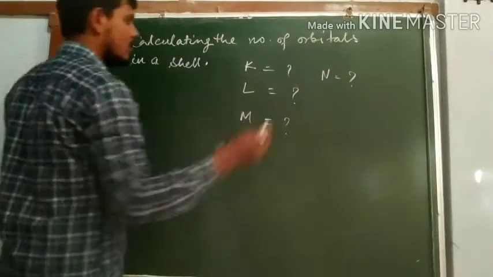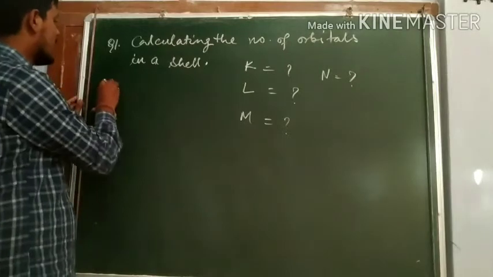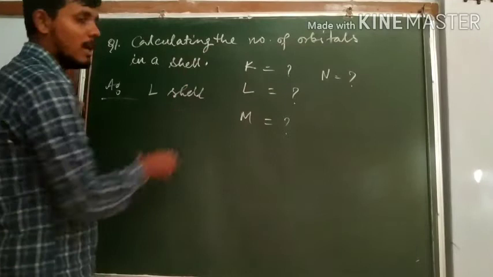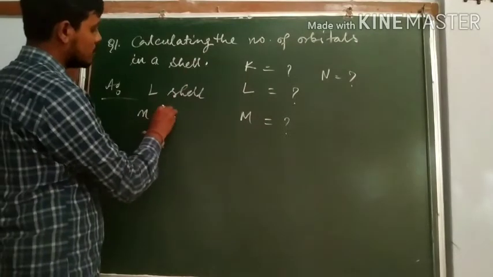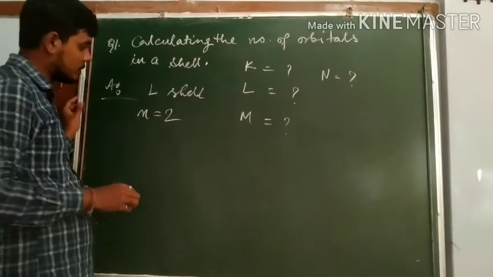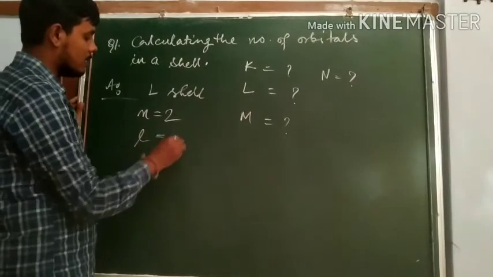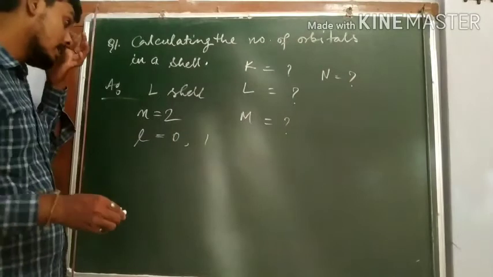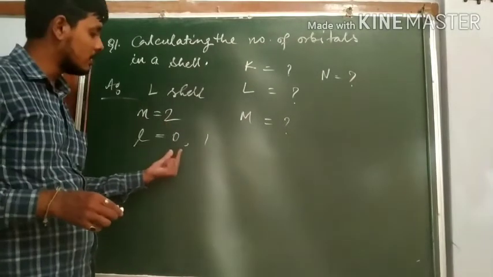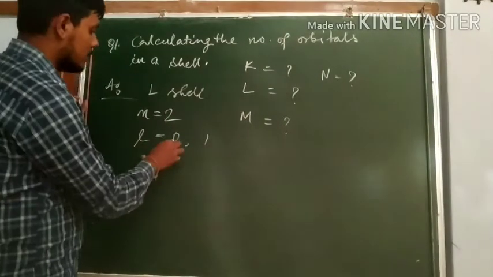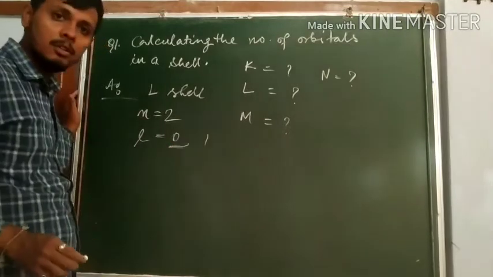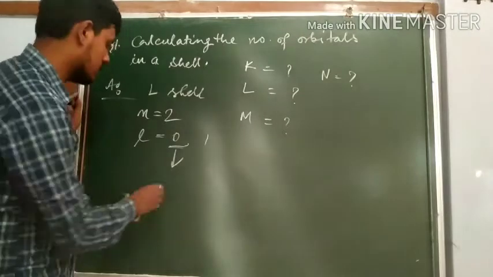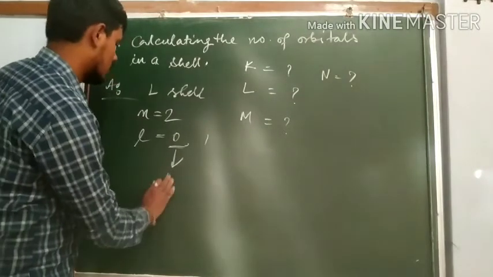So let us take the L shell for example. For the L shell, N equals 2. That means L will have two values, that is 0 and 1. So in the L shell there are two subcells. So this is L equals 0, the S subcell. How many orbitals? 1 S orbital.